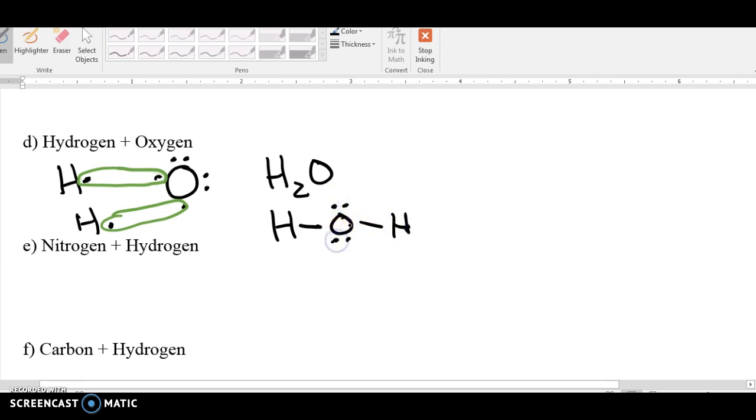We'll learn more about this when we get back to class. Those dots are those unshared pairs. H is on either side. What do we call this stuff? I know you want to call it water, and that's okay. Everybody will know what you're talking about.